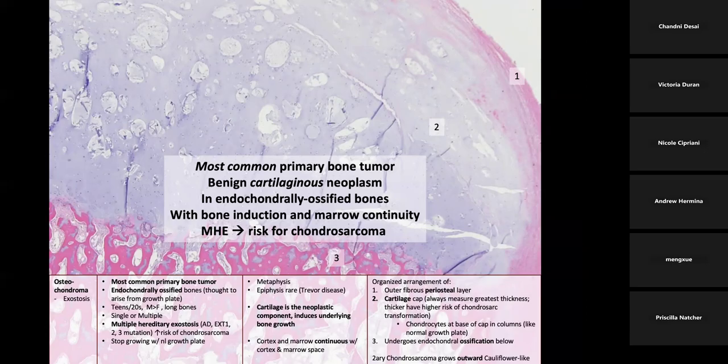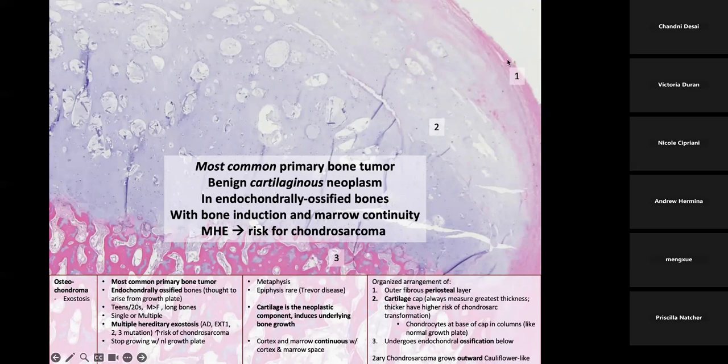Osteochondroma is a cartilaginous neoplasm that occurs in endochondrally ossified bones that induces bone growth under it. And the induced bone is in continuity with the bone of the marrow in the normal marrow space. And in patients who have multiple hereditary exostosis, these are the patients that have risk for malignant transformation to chondrosarcoma.